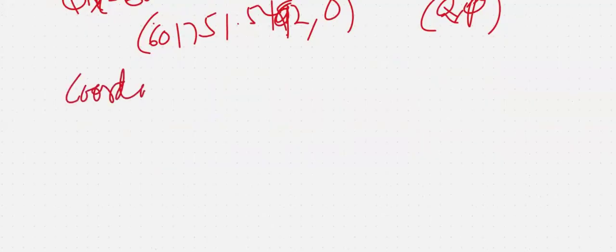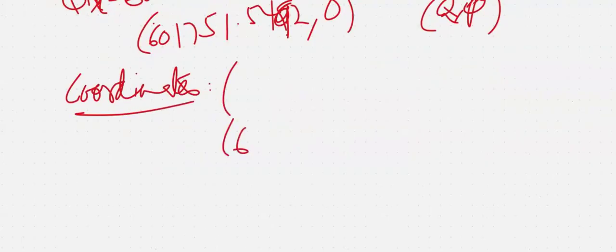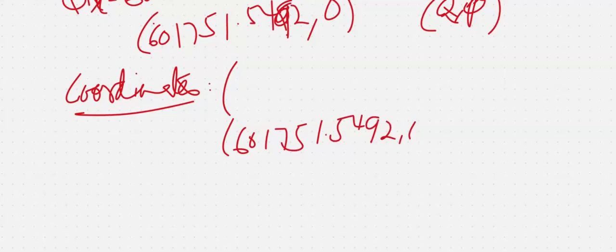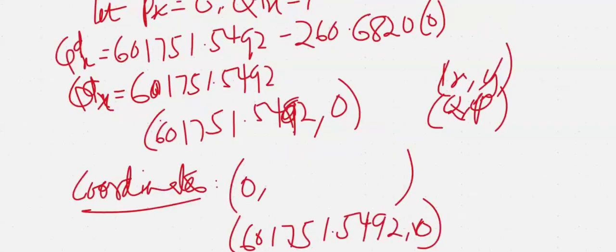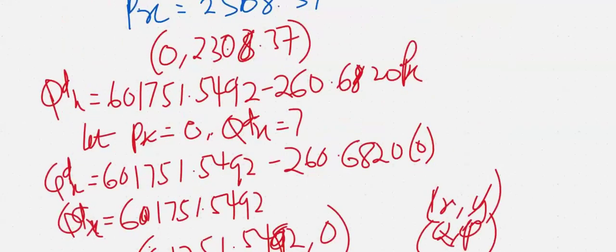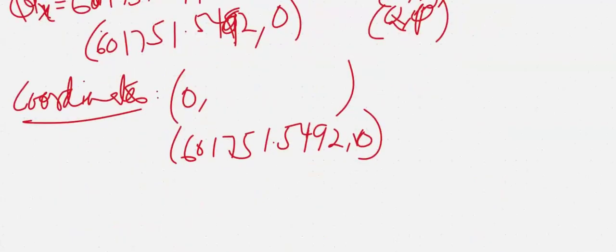I'm having 601,751.5492 and 0, which is the first coordinate. And the second coordinate is 0, comma, let me see, 2308.37. All right, so let's sketch it.